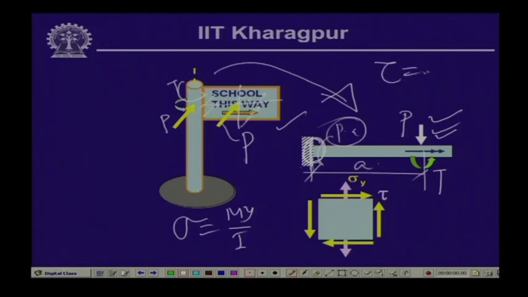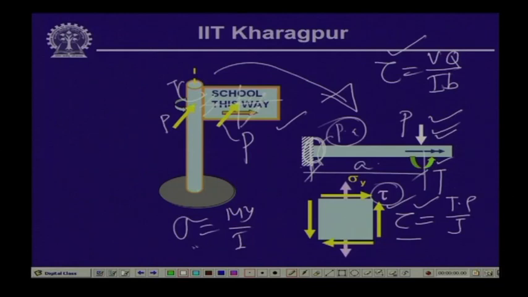That is tau equals V q by I b, and the twisting moment T will produce shearing stress, tau, which, as you know, T by J equals tau by rho. So, this is T rho by J. So, the total effect of the shearing stress you will have from the twisting moment as well as from the shearing force, and there will be normal stress because of the bending.